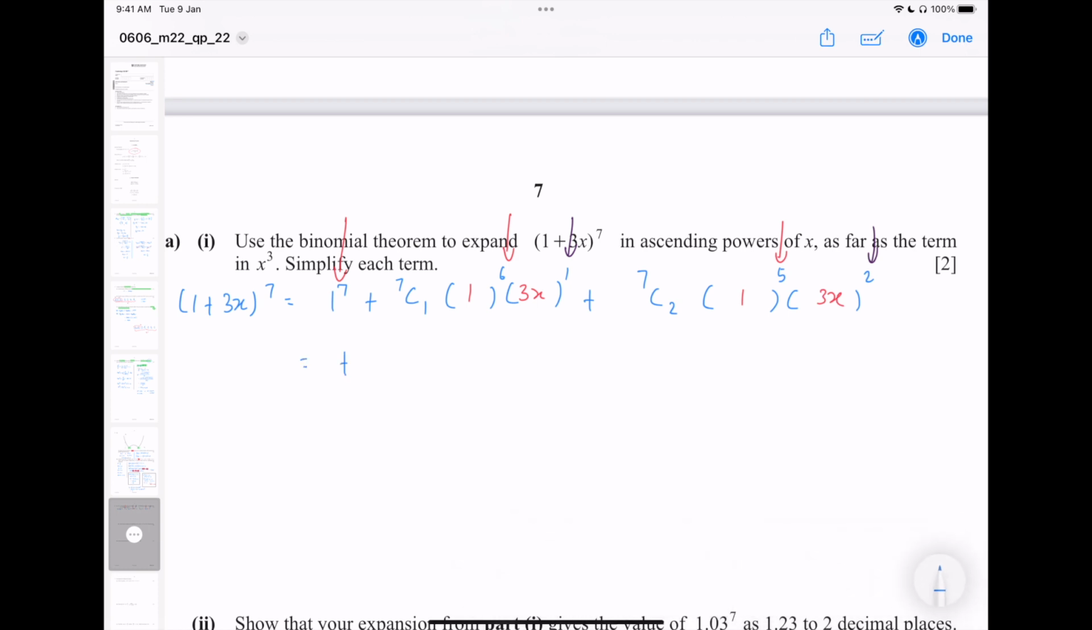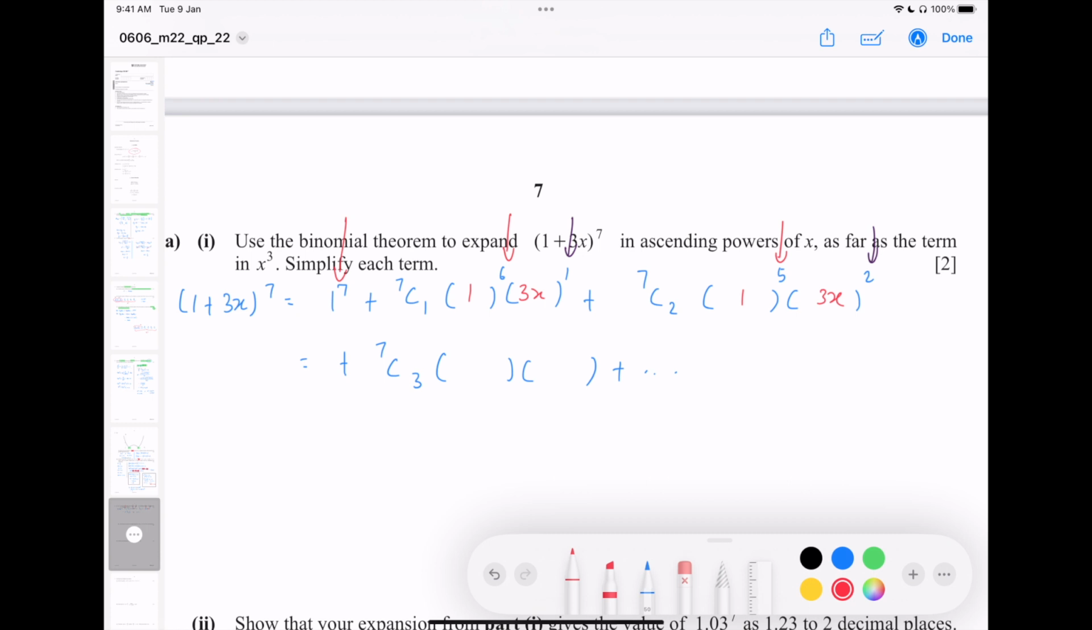Then you're going to plus 7c3 plus dot dot dot. The reason why I plus dot dot dot is because I haven't fully expanded yet. I only need the first 4 terms because that gives me x cubed. You'll see when I'm done expanding, you will have x cubed. The reason I know this is because I have done these questions long enough. I can tell when to stop.